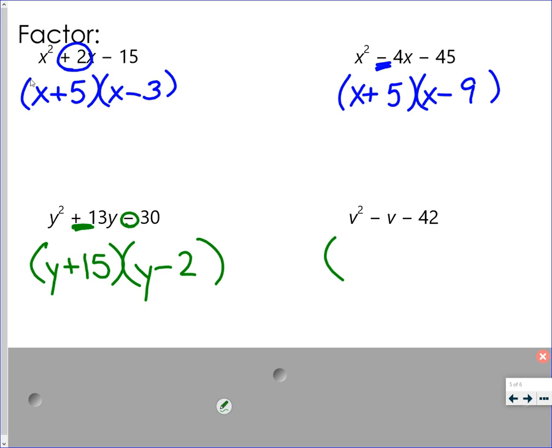And for this last problem, this one throws some people off a little bit because I don't see a number in front of that middle term. Remember, that's really a negative 1 right there. So because I've got a negative 42, I know there'll be different signs. 42 does have several factors, but again, I think the one that's the most common for people to think of is 6 and 7. 6 and 7 do subtract to be 1. I've got more negatives, so the 7 has to go with the negative, and the 6 is going to go with the positive.